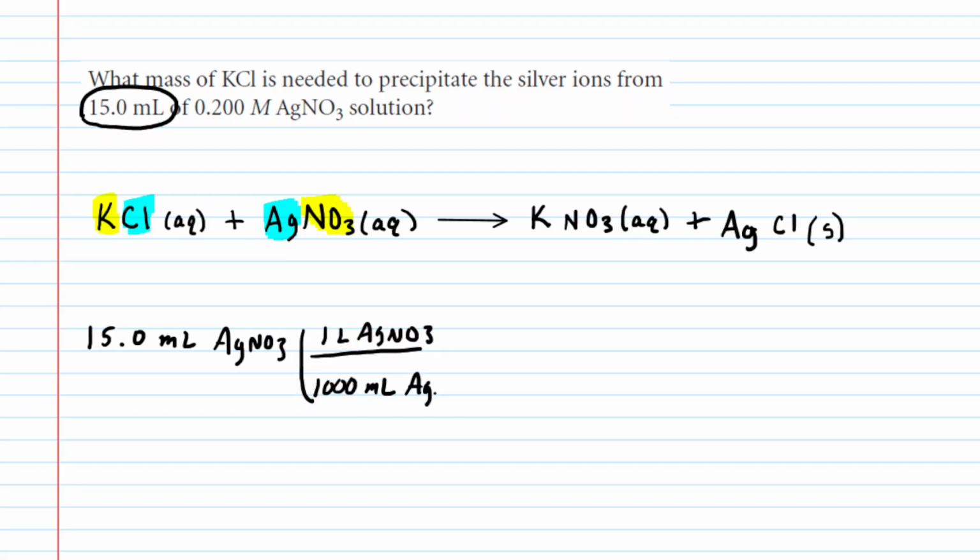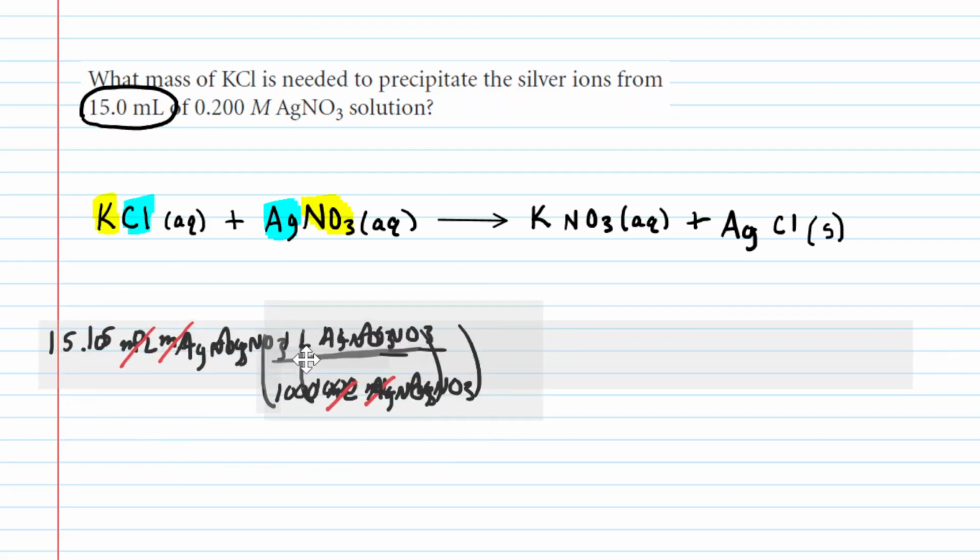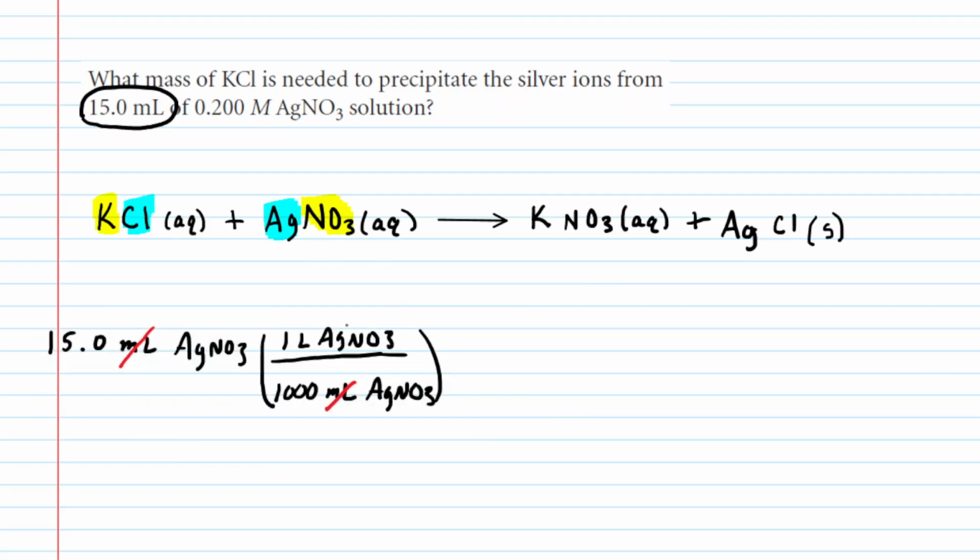Now, you might want to ask yourself, why did we set up the conversion in this manner? And the reason is that the milliliters are going to cancel out, and this leaves us with just liters of the silver nitrate solution. And that's actually useful, because once you have liters of silver nitrate, you can now turn over to the molarity of the silver nitrate.